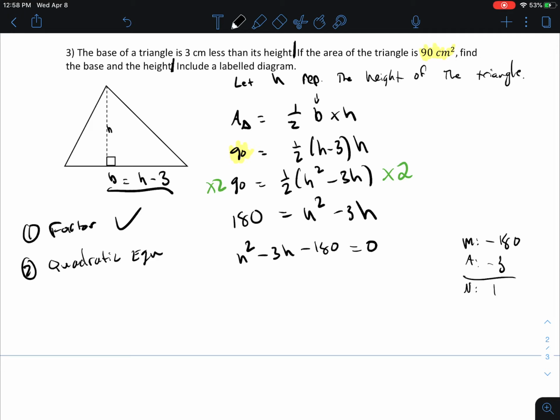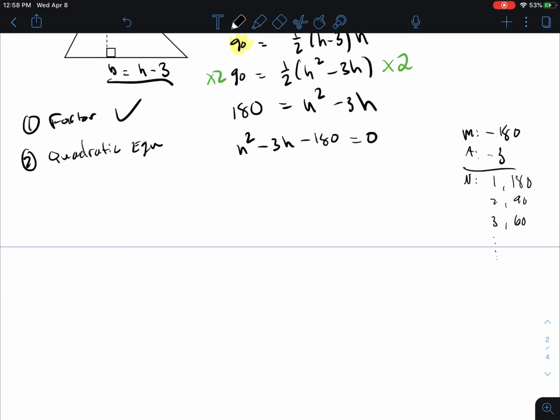You're going to go through the process and try to figure out what they are. I would do 1 and 180, not going to work. 2 and 90, not going to work. 3 and 60, not going to work. You're going to keep going, and eventually you're going to land at 12 and 15, at which point you get to make up your mind as to which one's going to be negative. If I made the 12 negative, then that would make it +3. I need it to be -3. So that must mean that the 15 must be negative, right?